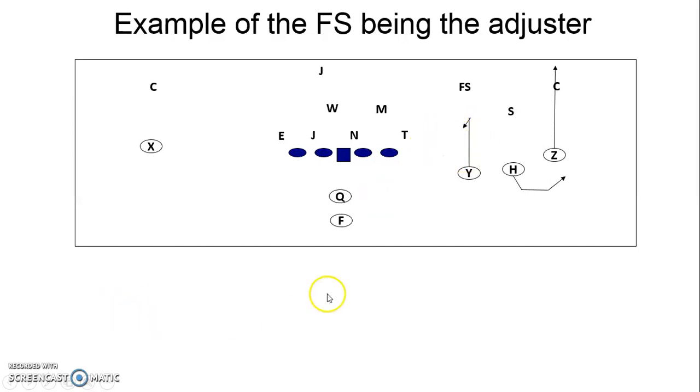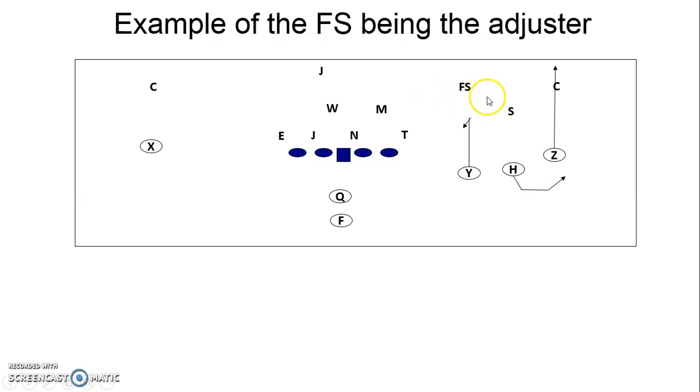So we have to make a trips adjustment. This is their trips adjustment by having number 3, 1, 2, 3, the free safety, as number 3 being the adjuster. In the previous example, it was Mike, the plus linebacker, being the adjuster. Now we're going to use number 3, the free safety, as the adjuster. Sometimes defenses may do both, have a plus backer and start adjusting with the free safety.